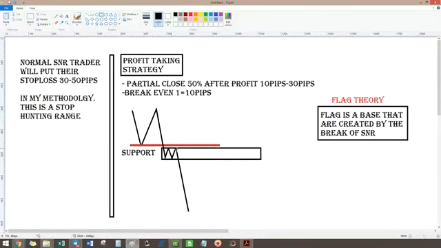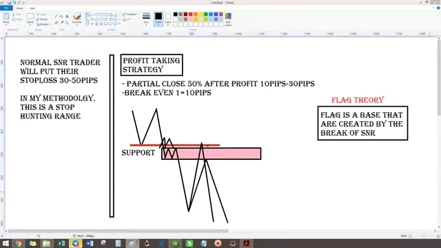When the flag is created, it becomes an entry zone. So when price retraces back to the origin like this and like this, it returns back to the origin of the pullback. Sometimes the flag is over here, sometimes the flag is over here. So price will go up here and down there.